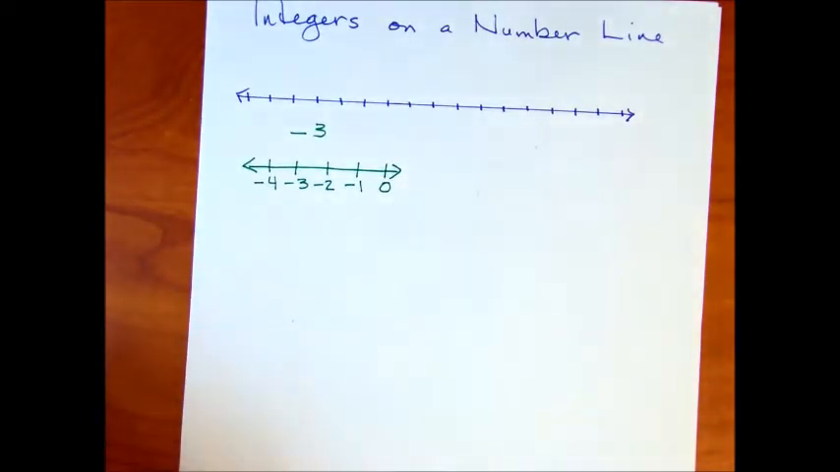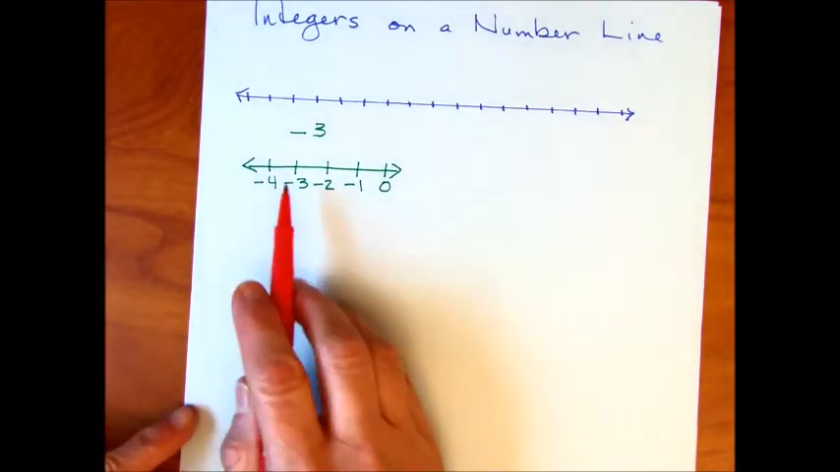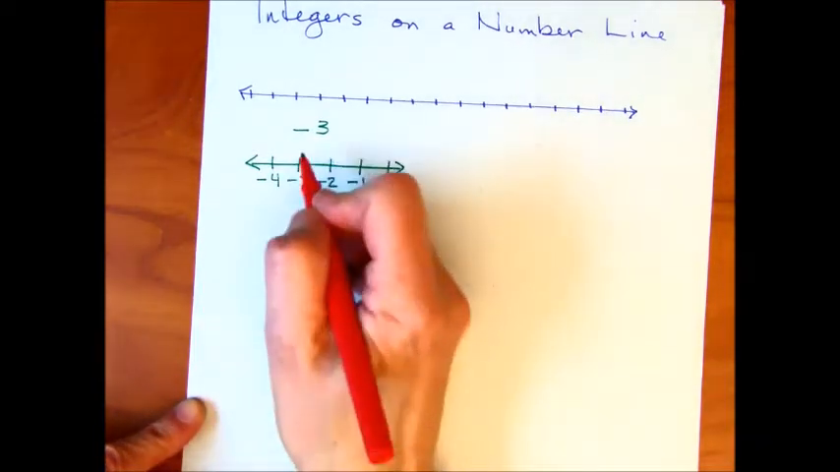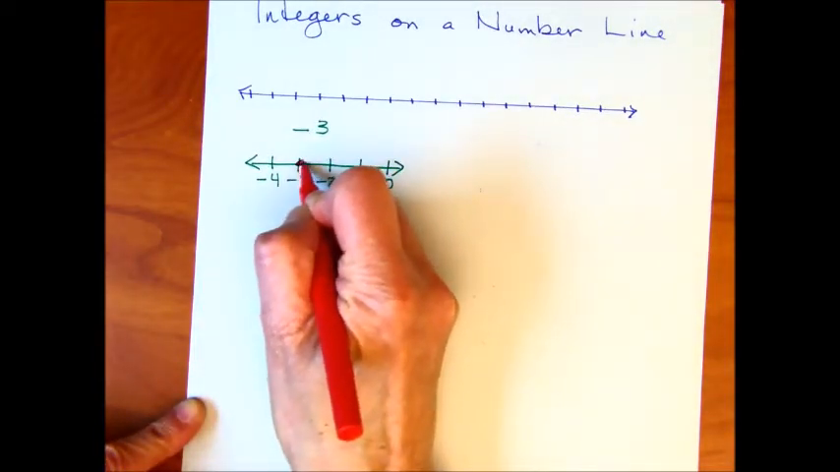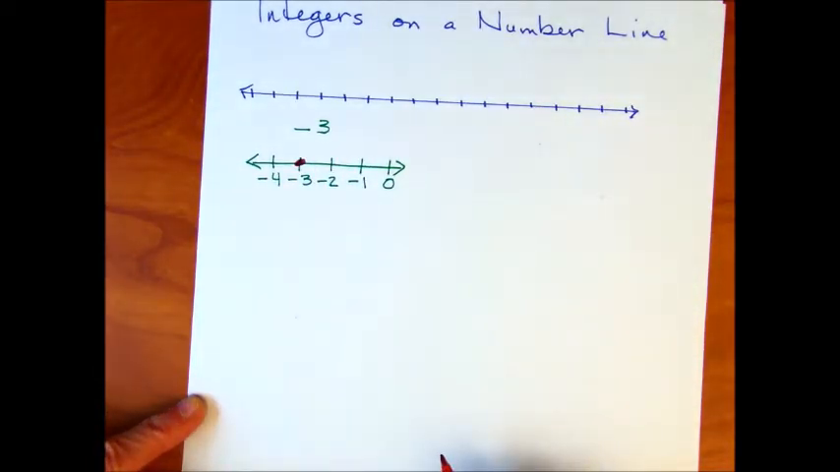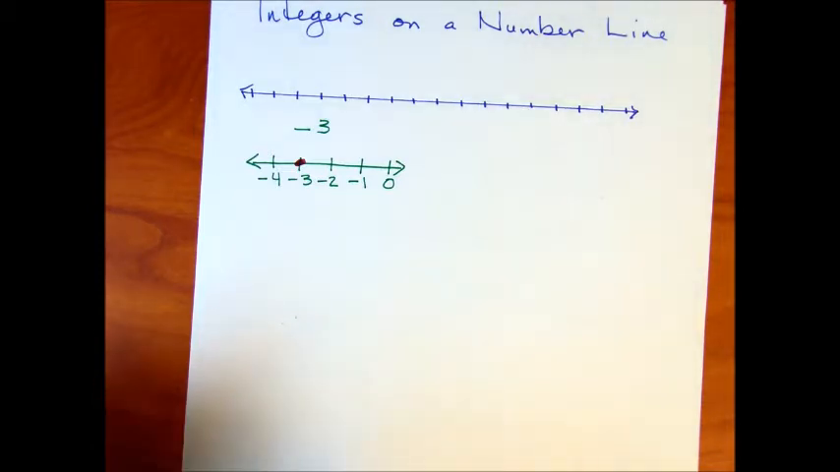Now, to identify the -3, or to graph -3 on a number line, what we want to do is locate -3 on the number line, and sure enough, this is it. And we're just going to mark a dot on that line. Okay? And so you can see that that represents -3 on the number line.